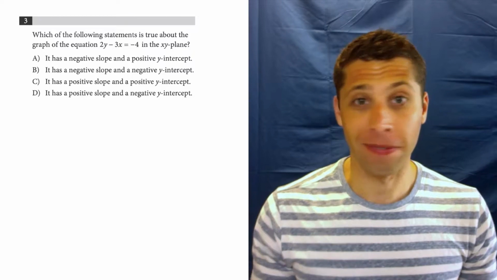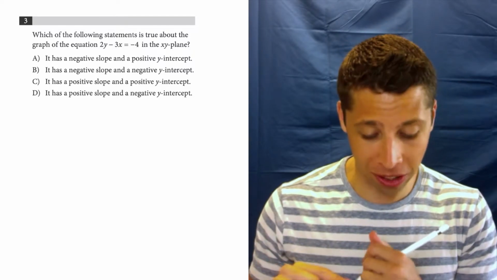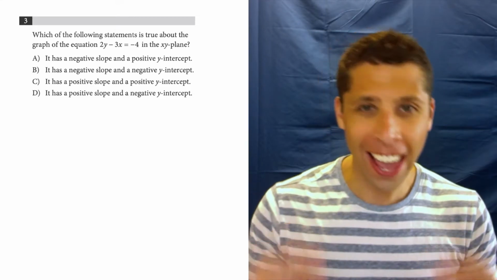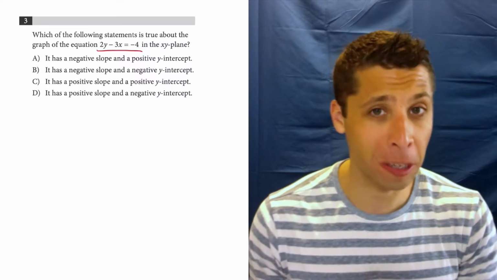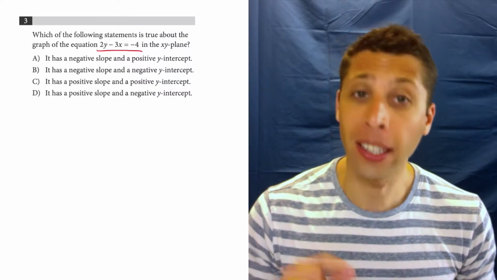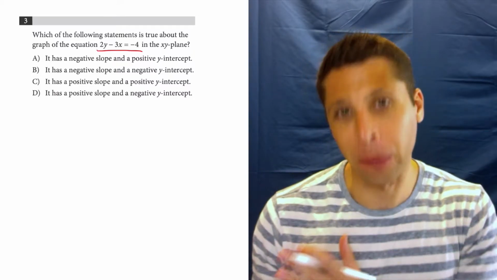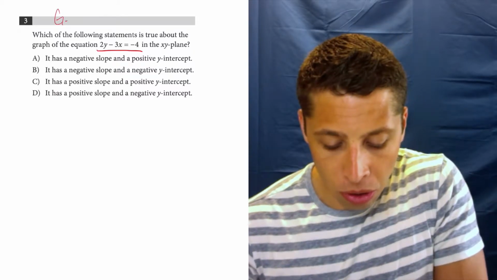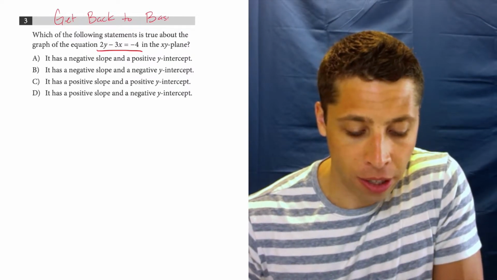I love this question. This is so easy. It's clearly about lines. I know that because the choices talk about slopes and y-intercepts. And anytime I have an equation where there are two variables and no exponents, at least on the SAT, it's very likely that we're dealing with a line. And so we're going to use the get back to basics strategy.